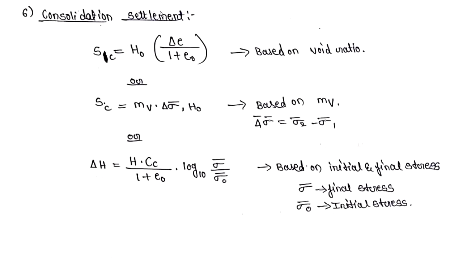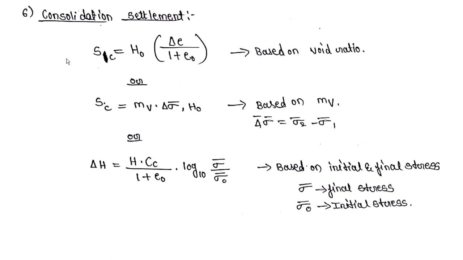Next, consolidation settlement. Based on the various parameters we can find out the consolidation settlement. There are various formulas. The first one is based on the void ratio, that is SE is equal to H naught into delta E divided by 1 plus E naught.